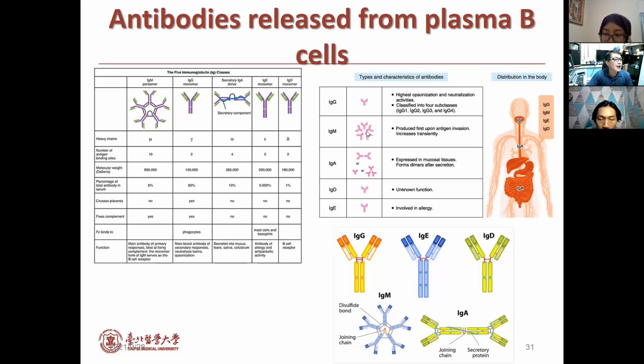IgA appears to be a dimer. It will exist in the mucous tissue, and for secretion. And IgE is involved in allergy. IgD function is still unclear. IgA probably also appears in milk. So you've got to know the differences between those different forms of antibodies.